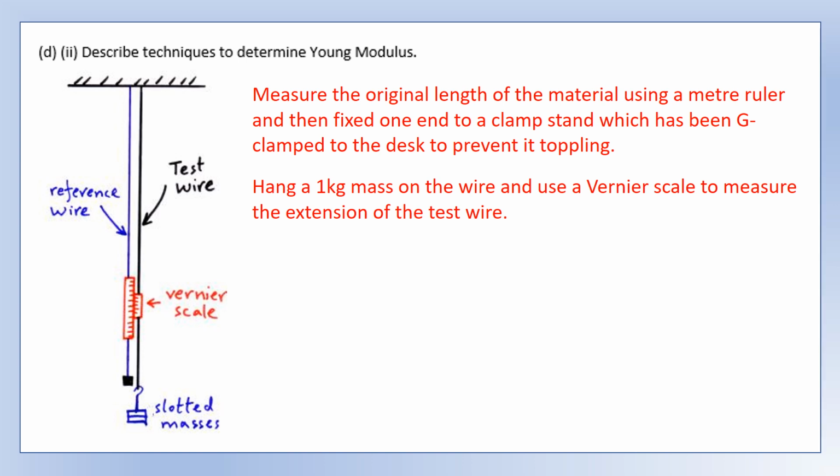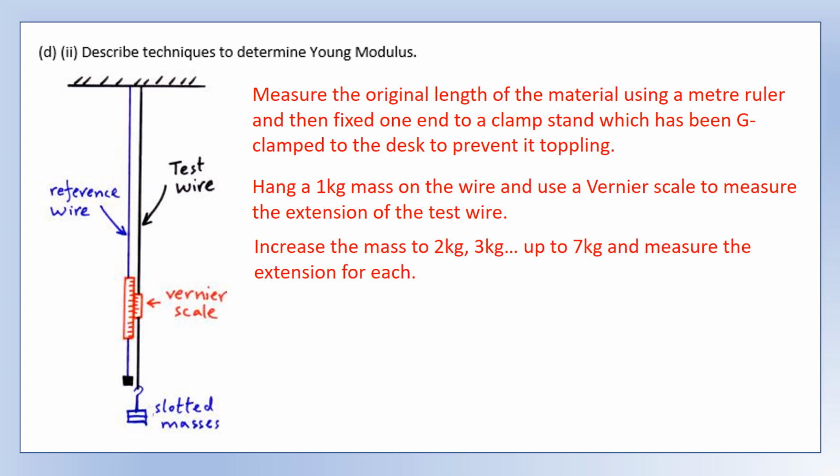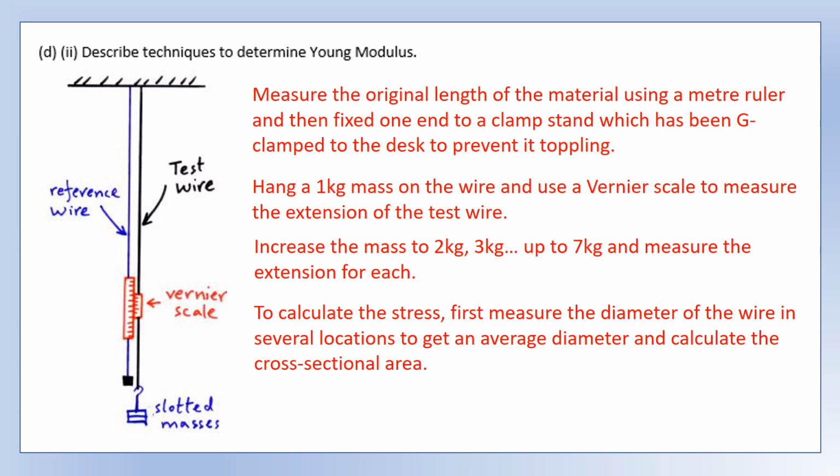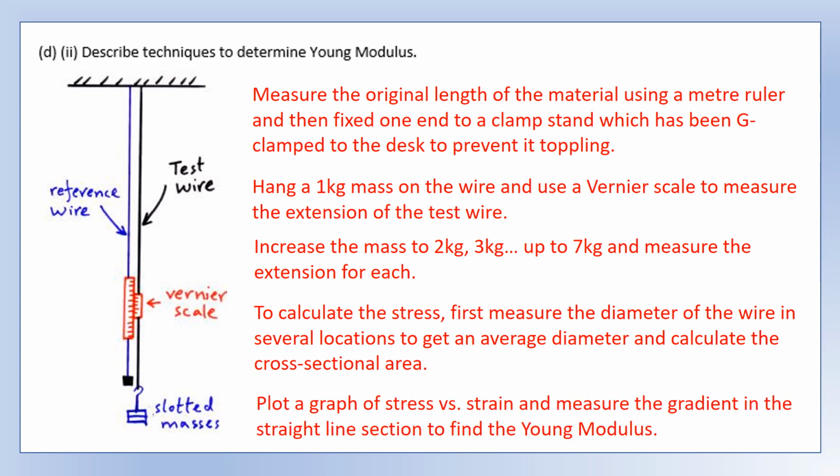Then we're going to need much bigger masses because we're usually doing this for a wire. I'm going to start with 1 kilogram and measure the extension using the vernier scale. Then I'm going to go 2 kilograms, 3 kilograms, etc., getting the extension for each. If we're going to calculate the stress, we're going to need to first find the area, and we're going to do that by measuring the diameter in a few different places and get an average diameter to calculate area. Then we can plot a stress versus strain graph and measure the gradient in the straight line section to find Young modulus.